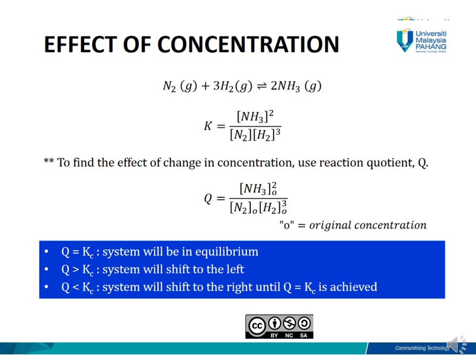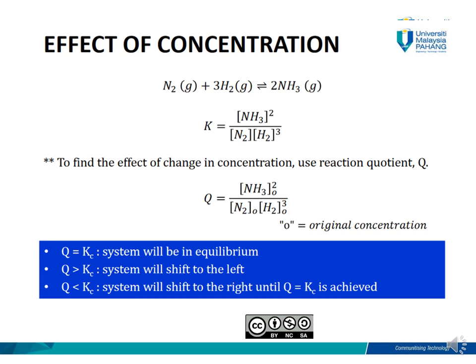Now let's look at the first factor, the effect of concentration. Here you can see one example: nitrogen gas plus 3 moles of hydrogen gas to produce ammonia gas. The way we write the mathematical equation, K equals ammonia to the power of 2 divided by N2 multiplied by hydrogen gas to the power of 3.